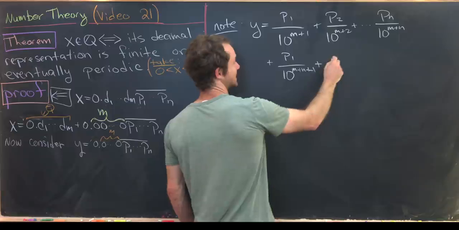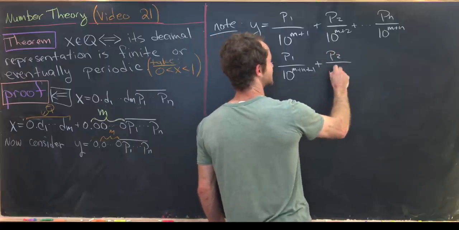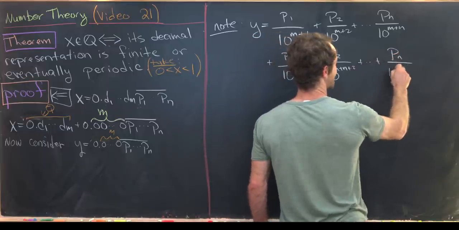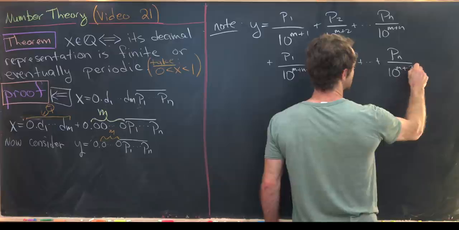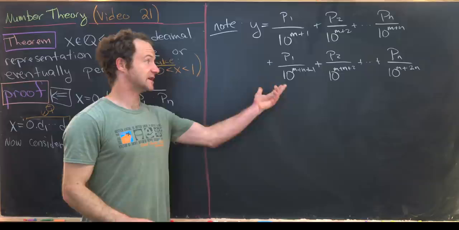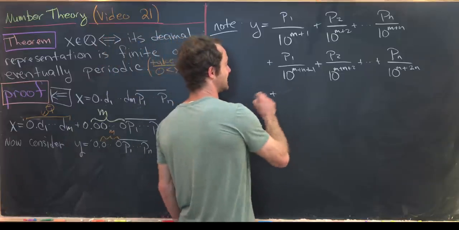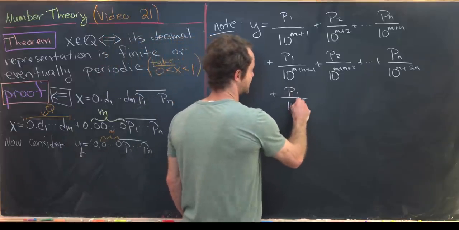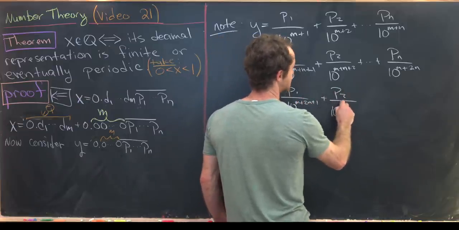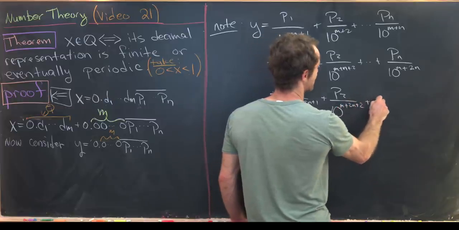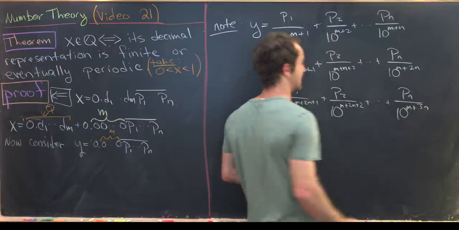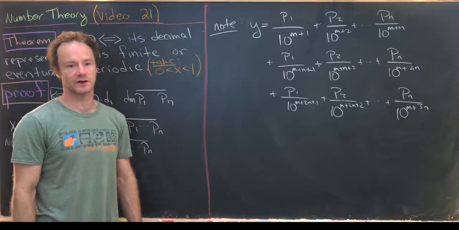And then, like I said, it keeps repeating. We have p2 over 10 to the m plus n plus 2, plus all the way up to pn over 10 to the m plus 2n. Okay, nice. Then it's going to start repeating again. So the next term will be p1 over 10 to the m plus 2n plus 1 plus p2 over 10 to the m plus 2n plus 2 all the way up to pn over 10 to the m plus 3n. And then that repetition is going to keep going.